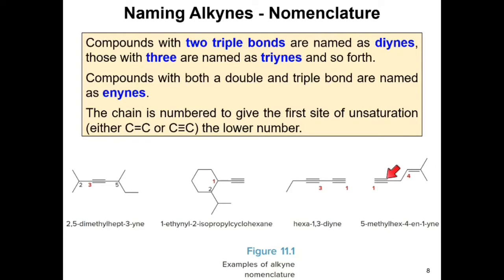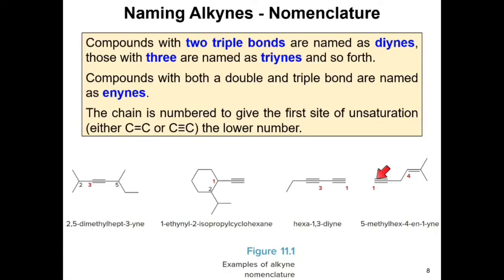And for the last one here, you can see that the longest carbon chain contains 6 carbon atoms. We have 1, 2, 3, 4, 5, and 6. And you can see that this contains a triple bond and a double bond. And so we're going to call this an enyne because it's an alkene and an alkyne. And so we're going to label the carbon atoms so that the triple bond is labeled 1. It has a lower number.